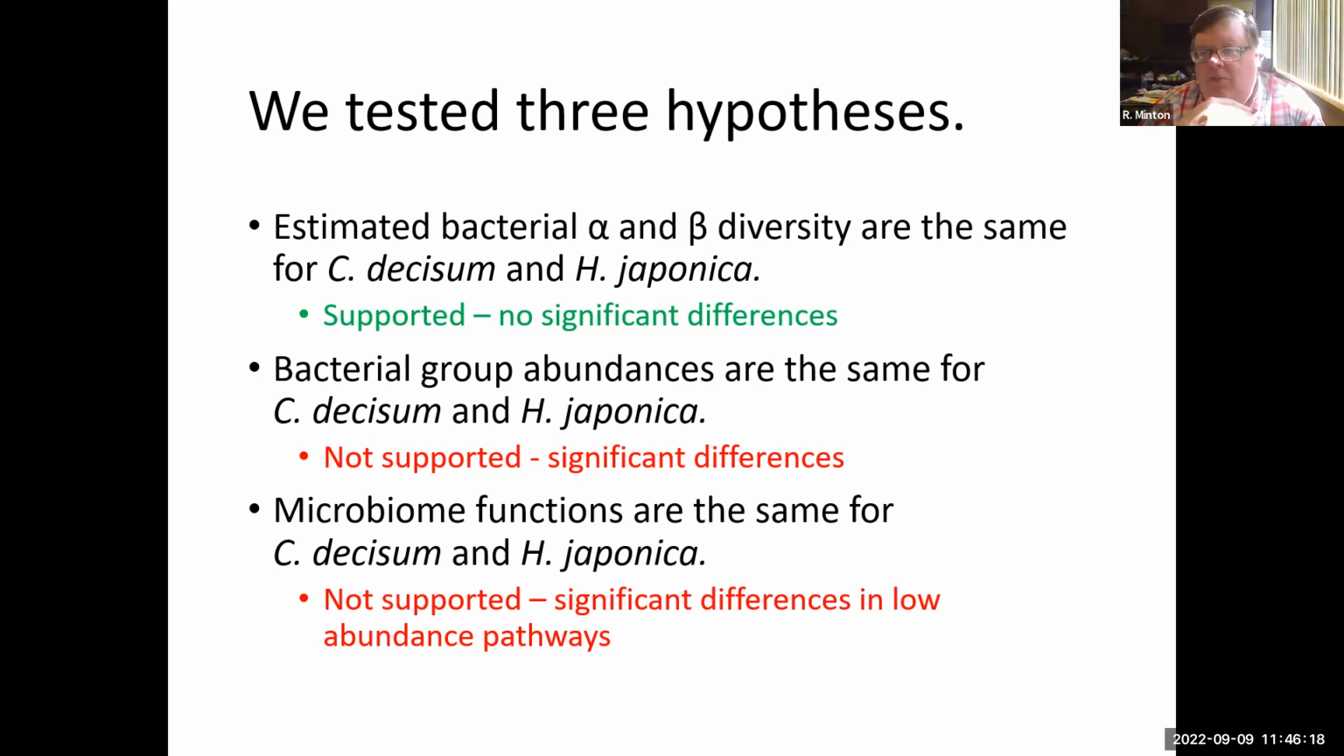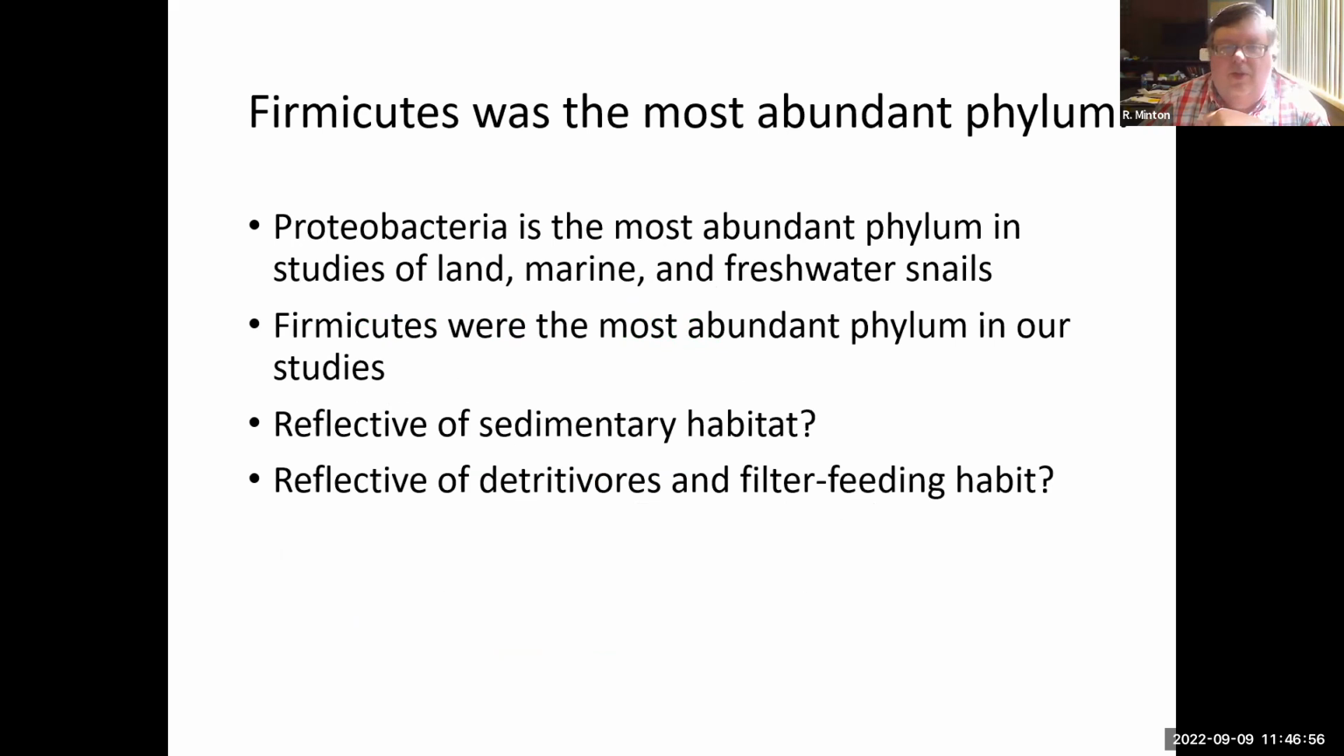So looking at the gut microbiomes of the two species, if you count up the number of bacterial taxa, ASVs in our sense, and look at how they're related to one another, you're not seeing any significant differences between the two species. You are seeing taxonomic differences between the two species. So the makeup of the microbiomes are taxonomically different, and the microbiome functions are significantly different. So what does all of that mean? What are we trying to do with it?